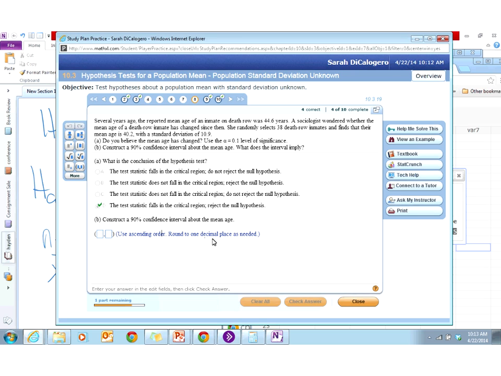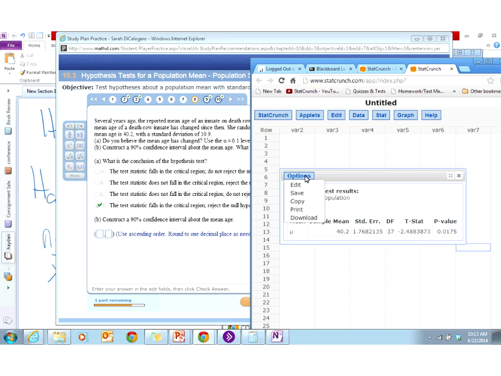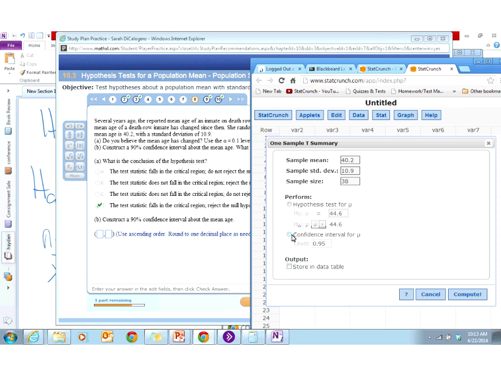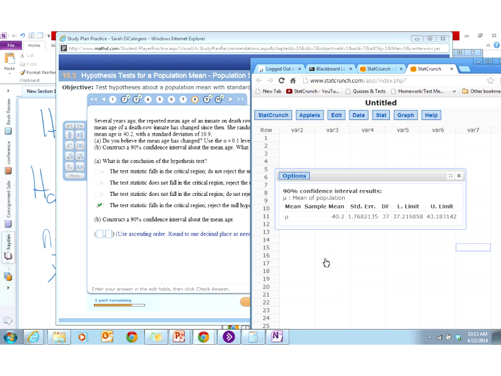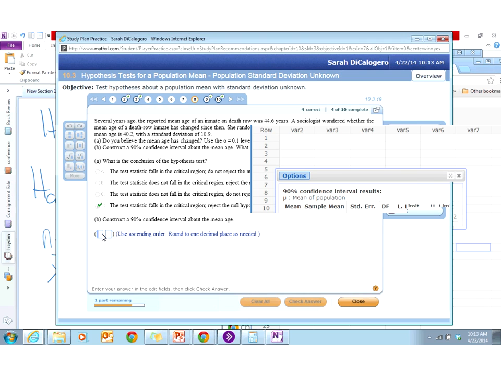All right, construct a 90% confidence interval about the mean age. Well, the reason I wanted to do this problem was just to show you how easy it is to change. We're just going to change the confidence level to 90, because all this stuff is the same. And our confidence interval is 37.2 to 43.2.